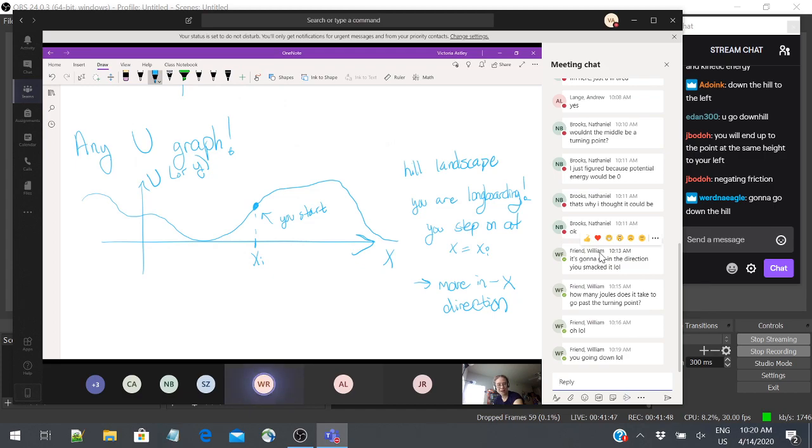And how far will you go on the other side? John has pointed out you will end up at the point at the same height to your left. So this is your total energy line. So this point right here will be your turning point on the other side. So you will go zooming down and you'll go up, up, up, slow to a stop, and then roll back down and then come right back up to where you started. Presuming there's no friction, you're correct. Okay. All this making sense?